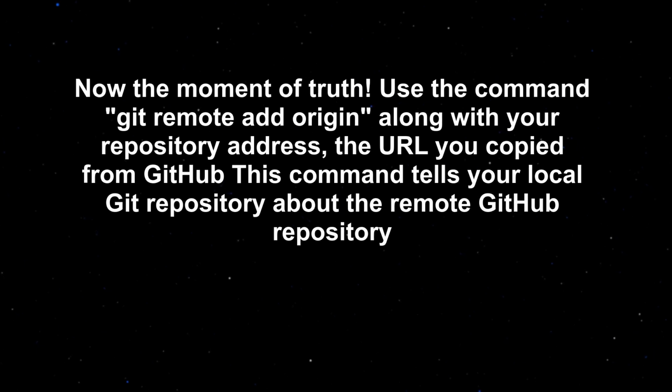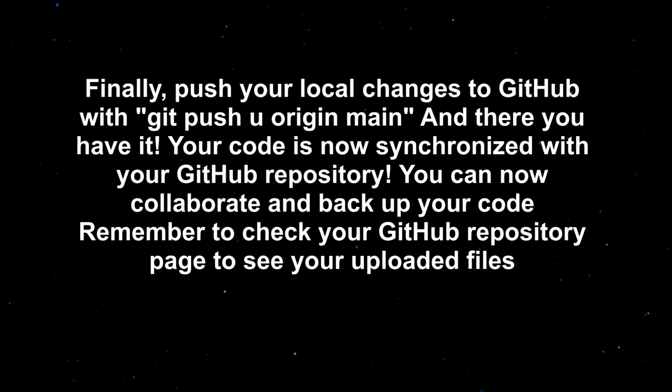Now the moment of truth. Use the command git remote add origin along with your repository address, the URL you copied from GitHub. This command tells your local Git repository about the remote GitHub repository. Finally, push your local changes to GitHub with git push origin main, and there you have it. Your code is now synchronized with your GitHub repository.